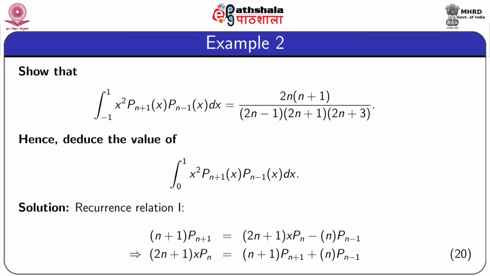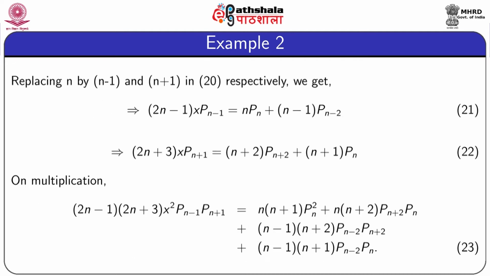Again, please recall recurrence relation 1 from module 3, which says that (n+1) P_(n+1) is equal to (2n+1) x P_n minus n P_(n-1), which implies (2n+1) x P_n is equal to (n+1) P_(n+1) plus n times P_(n-1). We next replace n by n minus 1 and n plus 1 in 20, which is this particular expression.